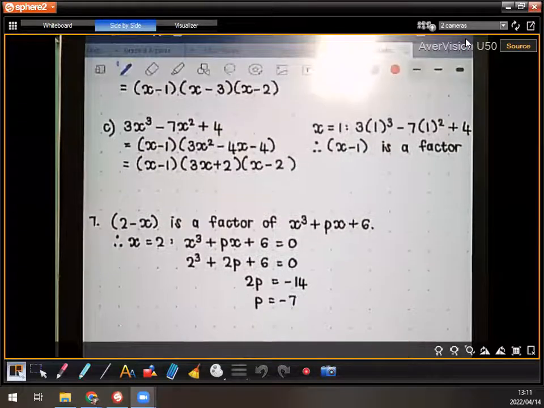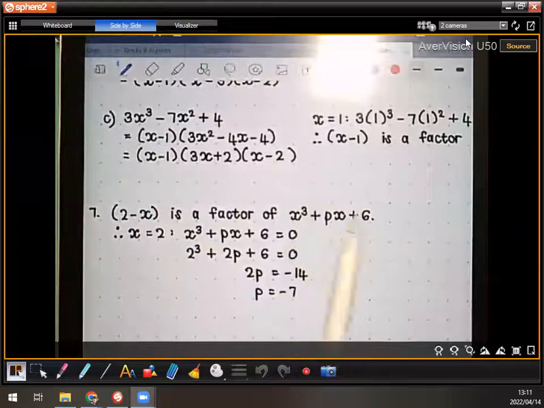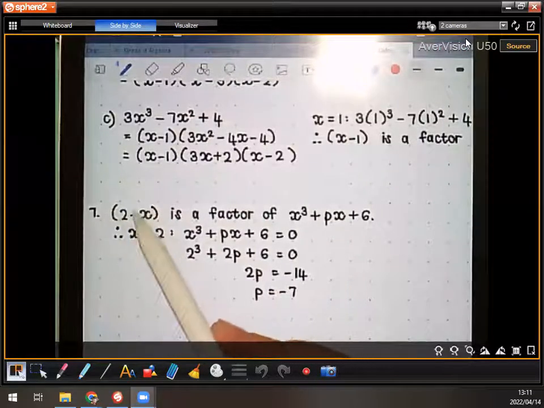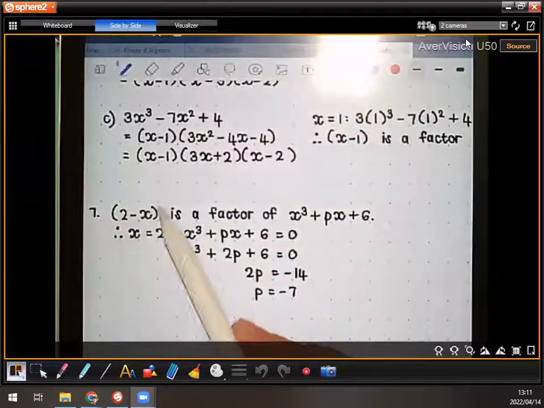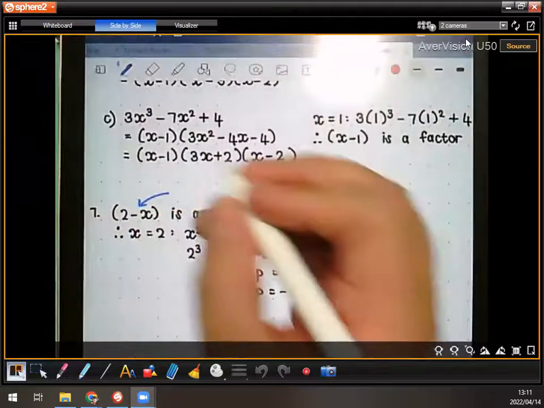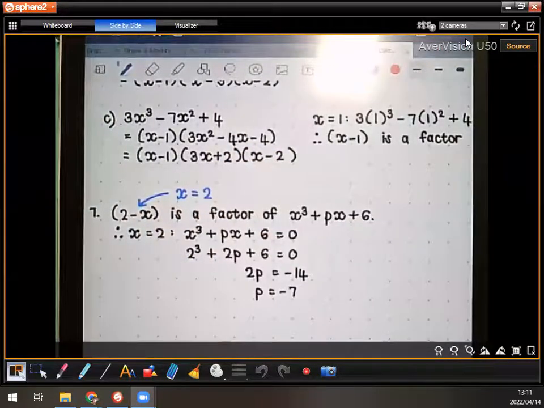Number 7. Okay, they gave you this information. They said 2 minus x is a factor of this cubic function or expression, and then they ask you to solve for p. Now guys, if you have a bracket 2 minus x, what x value will make this bracket 0? 2, hey. So if this is a factor, then the x value that you'll get from that factor is 2.